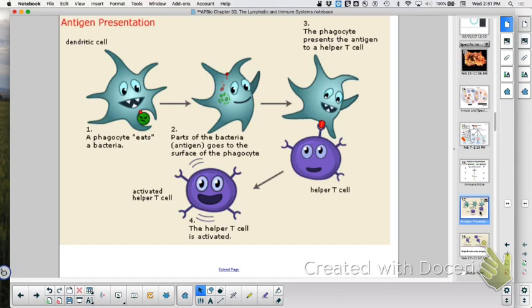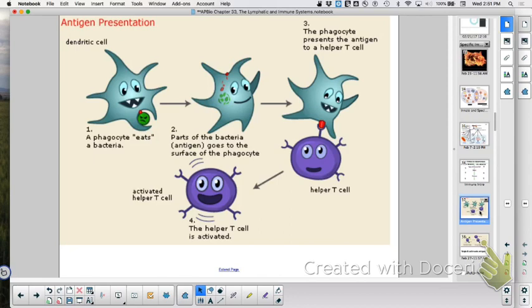Because that helper T cell, that dendritic cell, when he displays that antigen in this diagram, what is he displaying it on? MHC II, because I will help you. The T cell is stabilizing that binding using a what?